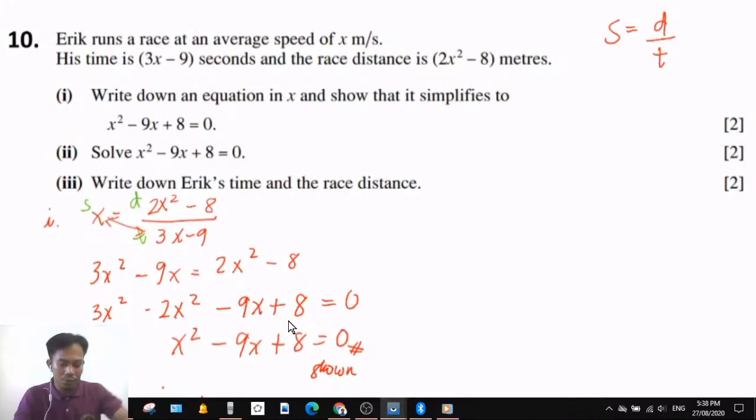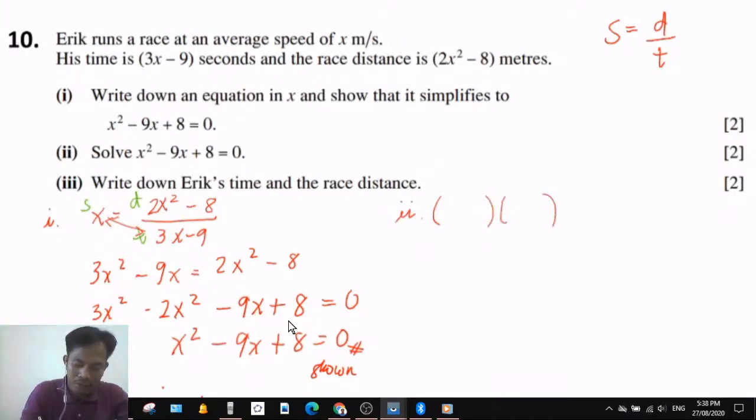Question number 2. Solve x squared minus 9x plus 8. It didn't say to solve it using the quadratic formula or factorization, but for me, factorization is the easiest way here. I have x minus 8 and x minus 1 is equal to 0, so x sub 1 is equal to 8 and x sub 2 is equal to 1.